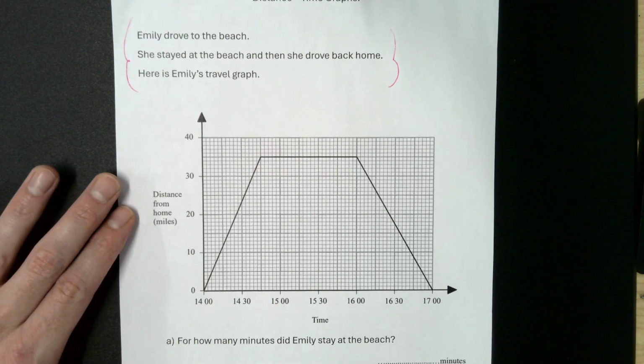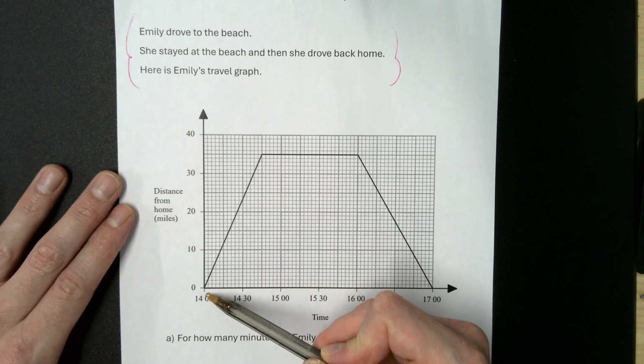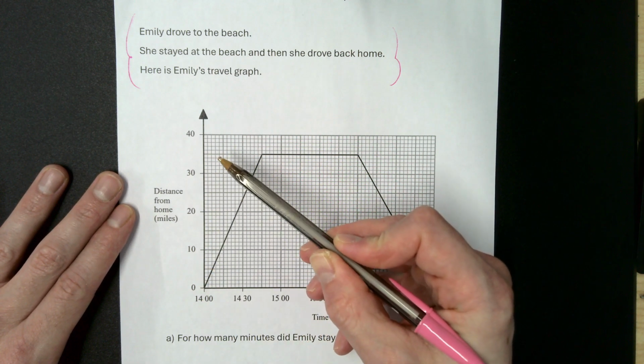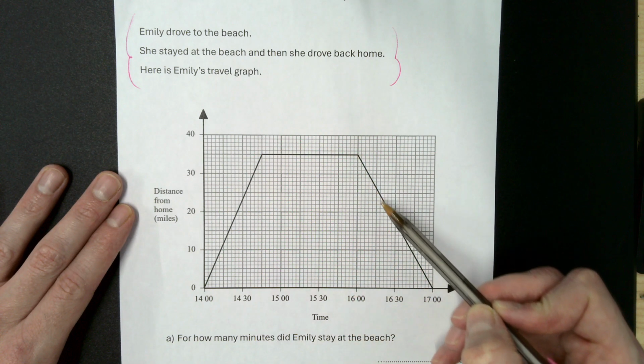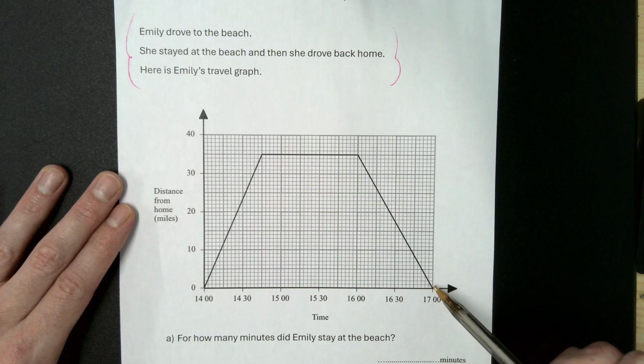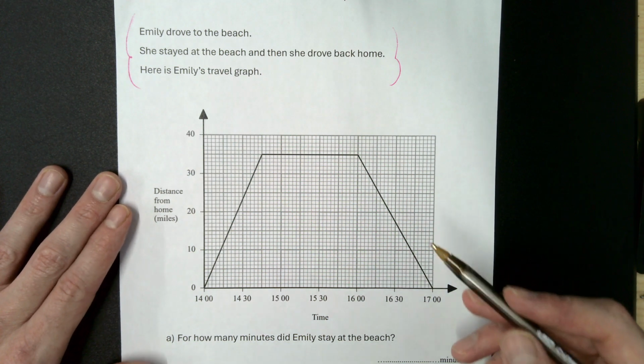All right, so when we look down here, she sets off at 2 o'clock. She gets to the beach. She stays at the beach for some time, then she comes back to where she started from. And you can see here, she starts at 2 o'clock and finishes at 5 o'clock in the afternoon. Okay, so that's how it looks.